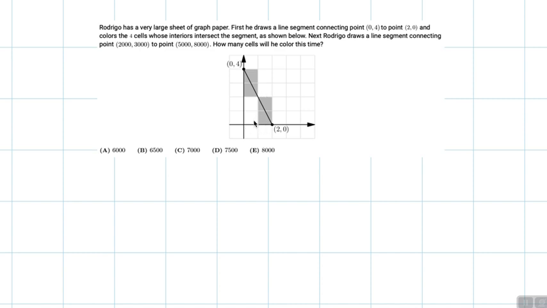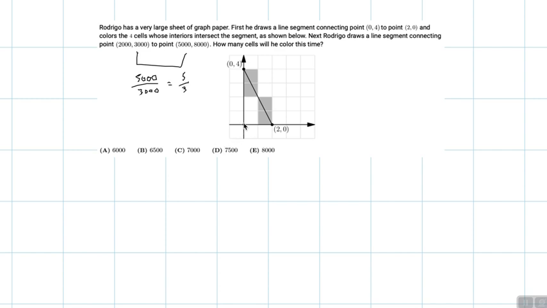Okay, so what's helpful here is noting the slope. So let's just find the slope here. So the slope of these two line segments is really just going to be, you go up 5,000 over 3,000. That's a slope of 5 over 3.